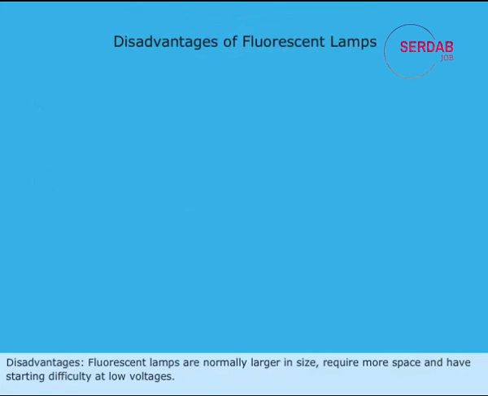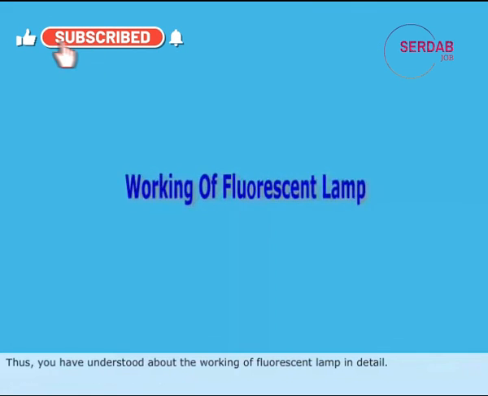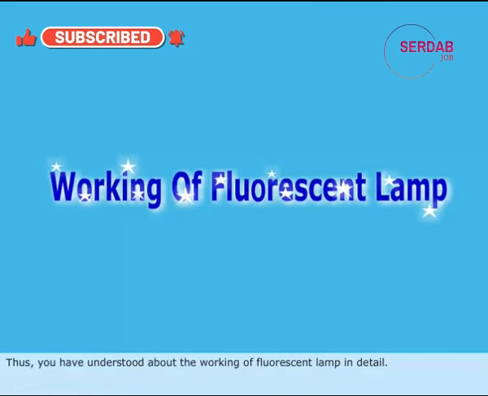Disadvantages. Fluorescent lamps are normally larger in size, require more space, and have starting difficulty at low voltages. Thus, you have understood about the working of fluorescent lamp in detail.